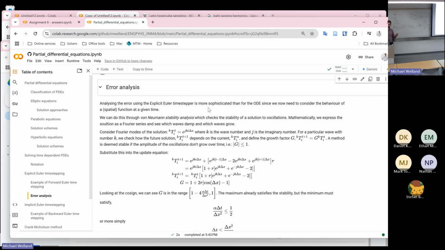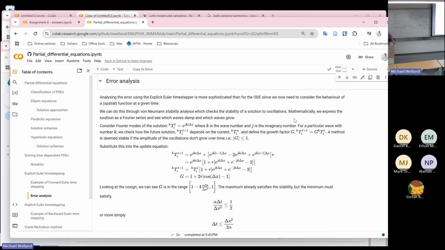What's nice about this is that we start to get into the actual understanding of what's happening in these equations. Let's look at how it works. What we're going to do is express the solution as a Fourier series, and see whether or not the high frequency oscillations grow or shrink.